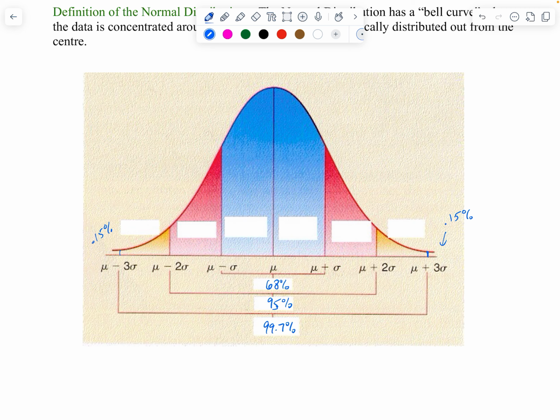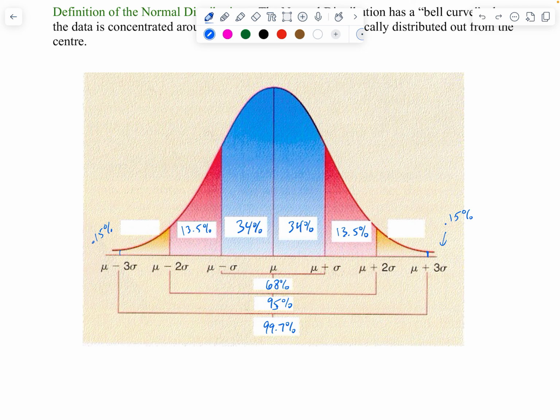So if it's symmetrical, we also know that this 68 should be divided in half on either side. So this would be 34 and 34, okay? Which means that this should be 95, or 47.5% on each side, which would leave us with 13.5% on either side of this. Again, this just representing that red area there.